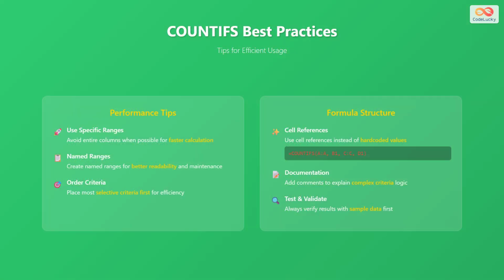Here are some best practices for efficient usage of COUNTIFS. For performance, use specific ranges instead of entire columns when possible for faster calculation. Create named ranges for better readability and maintenance. Place the most selective criteria first for efficiency. For formula structure, use cell references instead of hard-coded values, as demonstrated by the formula =COUNTIFS(A:A, B1, C:C, D1). Add comments to explain complex criteria logic. And always verify results with sample data first.